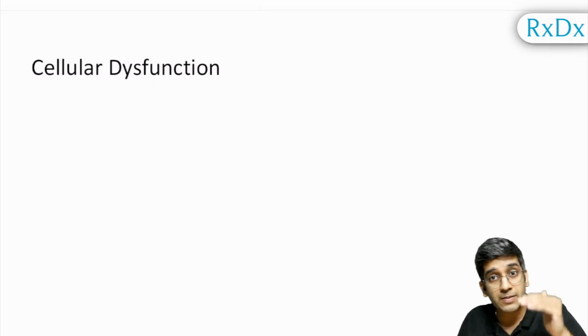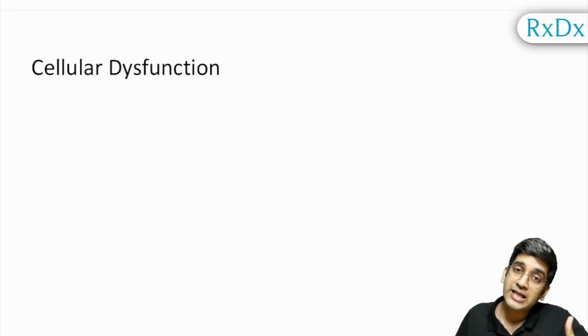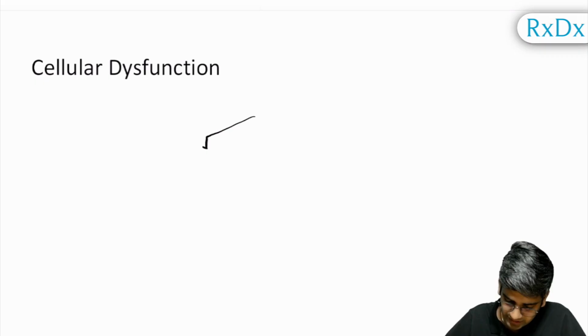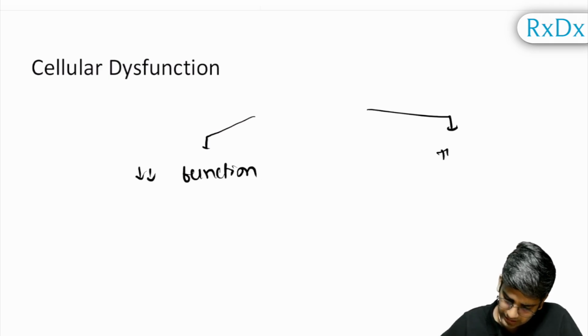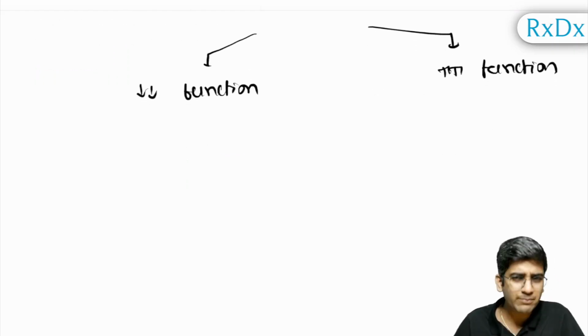The best example for it is, see, I say cellular dysfunction can be more function, which is also abnormal function, or less function, which is also abnormal function, right? So I'll give an example for each one of them. It can either reduce the function of a particular area or increase the function of a particular area. Both are dysfunction. This is abnormal, right?